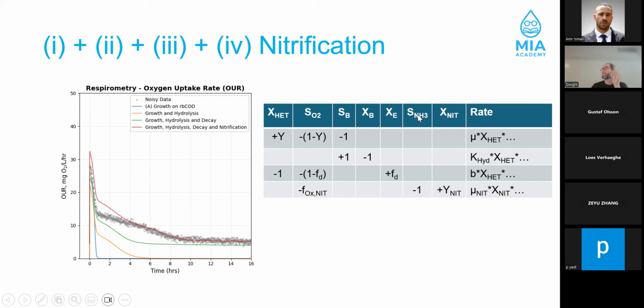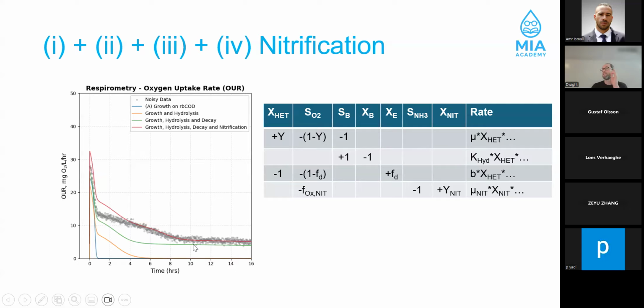And what they're doing is they're utilizing ammonia. So here they use ammonia, and they also use quite a lot of oxygen, to be honest, to produce growth of their organisms, Y subscript NIT for nitrifiers.